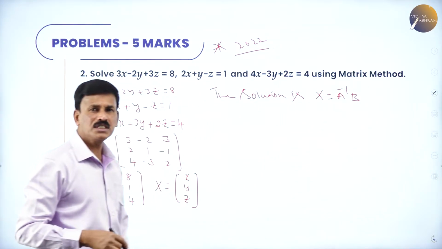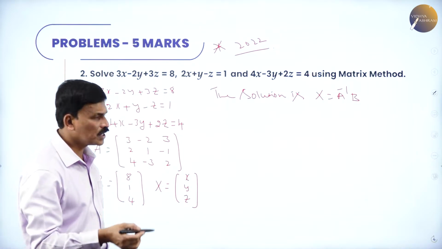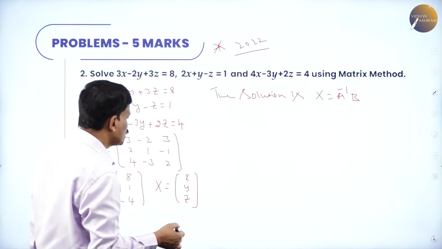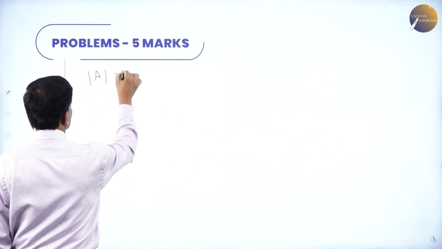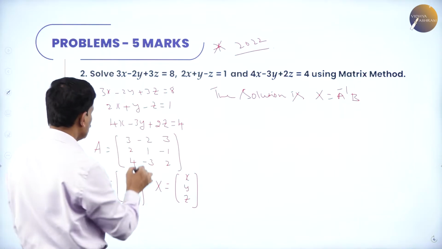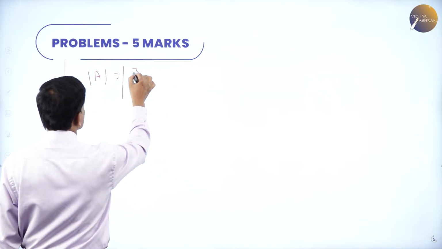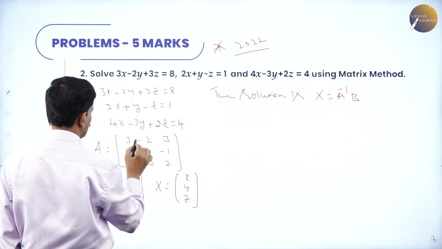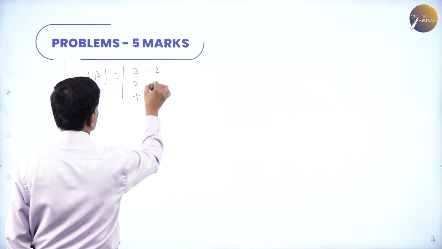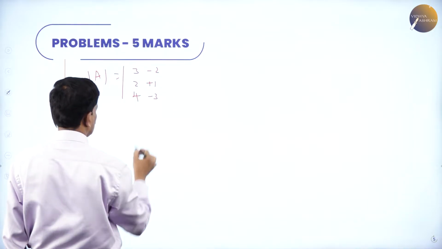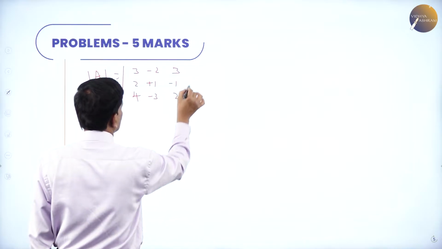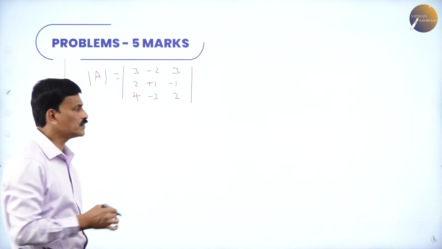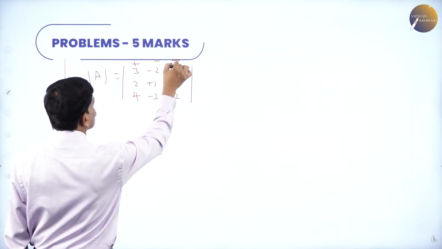Now, let us find out the inverse first. Now, I will go to the next page. Okay. The inverse is given by, for this matrix, find out the determinant first. Determinant of A. So, 3, 2, 4, then minus 2, 1, minus 3, then 3, minus 1, 2. Now, let us find out the determinant of this. So, this is plus, minus and plus.